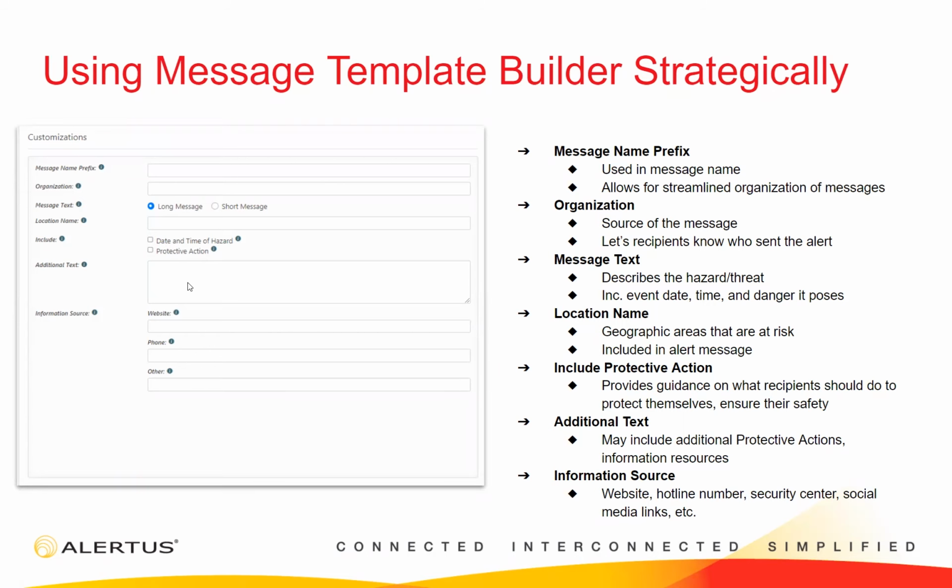In additional text, you can include additional protective actions or just more information regarding what the next steps are for the recipient. You know, await further instructions, or contact your local, etc. And then finally here, information source. This is great because it allows organizations to either put in a website, a phone number, or here in other, they can do a social media link. And so this will guide recipients to other resources where they can stay up to date with the incident.